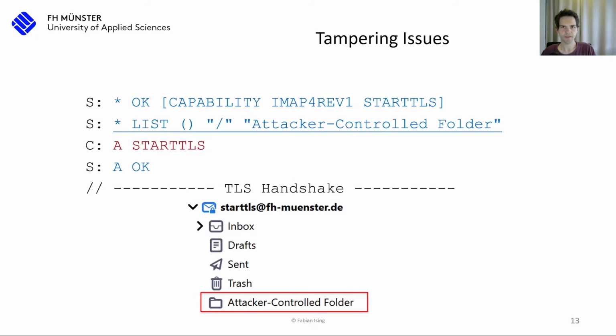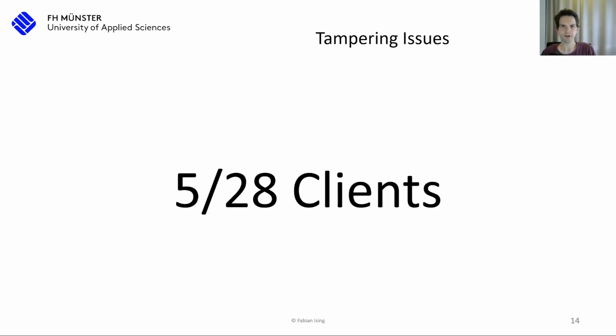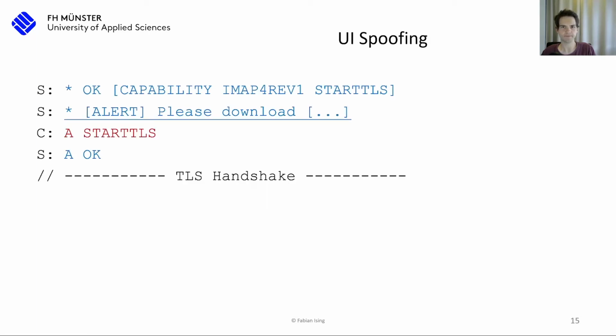The next issue class we looked at were tampering issues. These allowed us to place bogus data, for example folders or emails, into the victim's inbox. This is possible in this example because the untagged list response, adding a new folder, is not formally bound to a specific state in IMAP and will sometimes be interpreted even before STARTTLS, allowing us to create an attacker-controlled folder. 5 out of 28 clients were vulnerable to this or similar exploits in our tests.